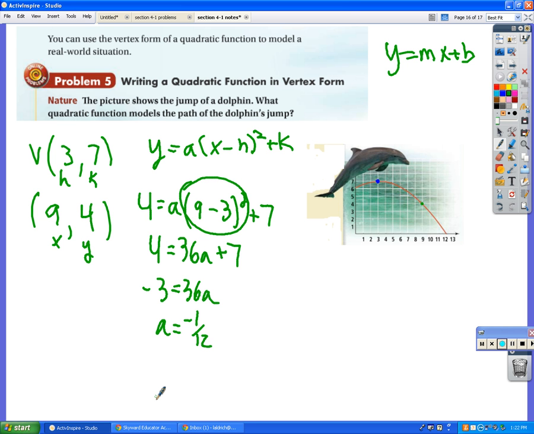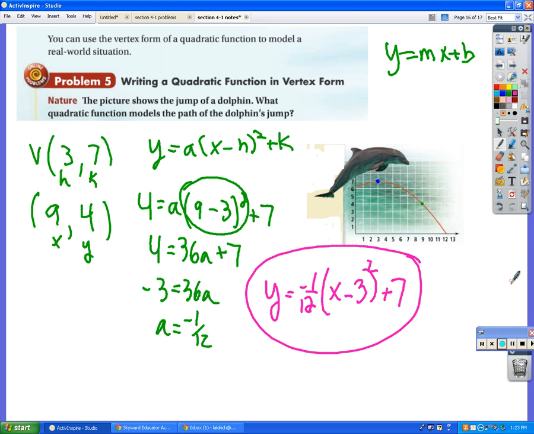All right? Okay, so my final answer, now that I know what h is, I know what k is, and I know what a is, just like when we did this and we figured out what b is, we rewrote the formula with an x and a y in it, right? And then numbers for the slope and for the y-intercept. Same deal here, I'm going to rewrite this formula, but I'm going to keep the x and the y in there, and I'm going to plug in numbers for a and h and k. So my final answer is y equals negative 1/12 times (x minus 3) squared plus 7.